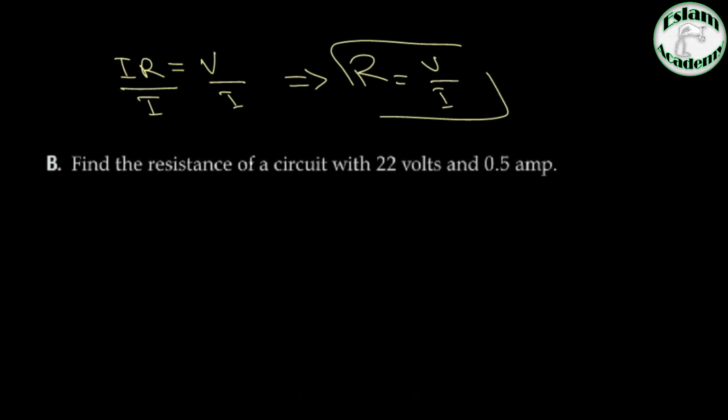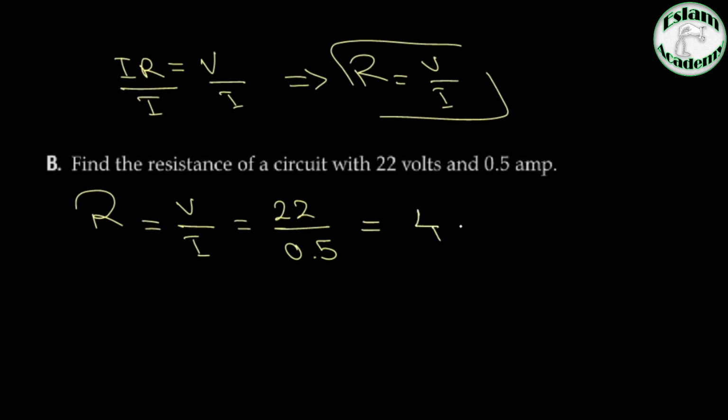Now we need to find the resistance if we have 22 volts and 0.5 ampere. By using the same equation, R is equal to V over I. By substitution, the voltage is 22 and we have 0.5 ampere, so it will be 22 divided by 0.5, which is equal to 44 ohms.